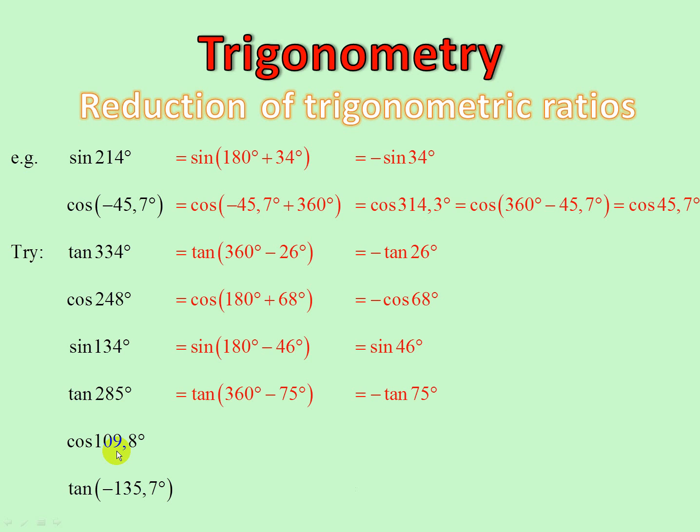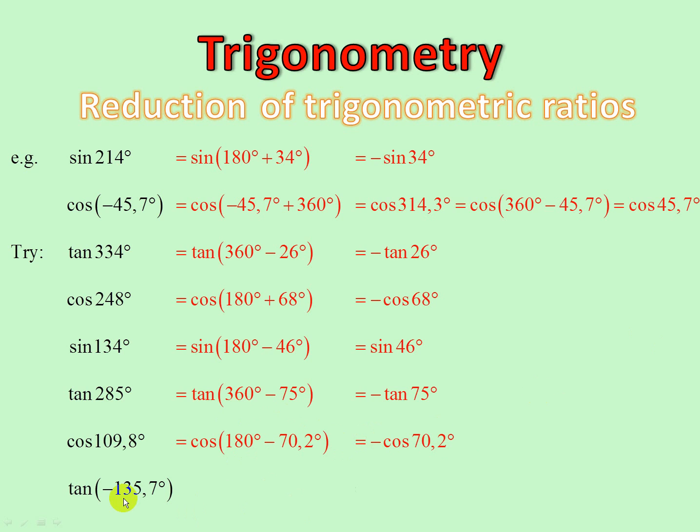Cos of 109.8. Second quadrant. How do I get there? 180 minus. Cos of a second quadrant angle is negative. Therefore, negative cos 70.2. I'm going to remind you again: 70.2 and 180 minus 70.2 are very different angles, but they have the same x, y, r, except that for this one the x is negative. So therefore, the x over r becomes negative.